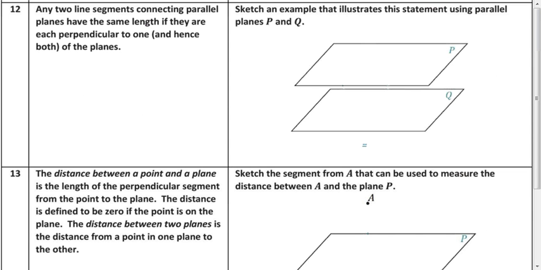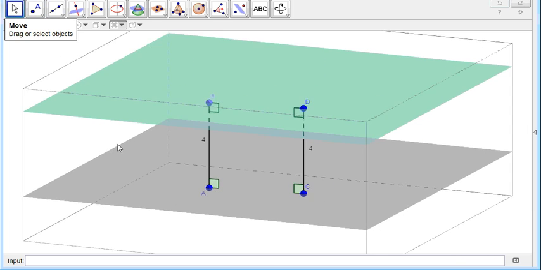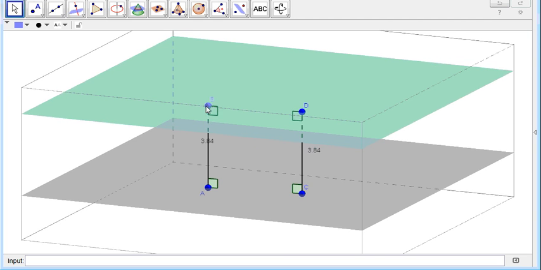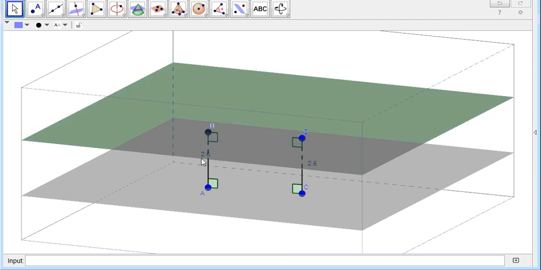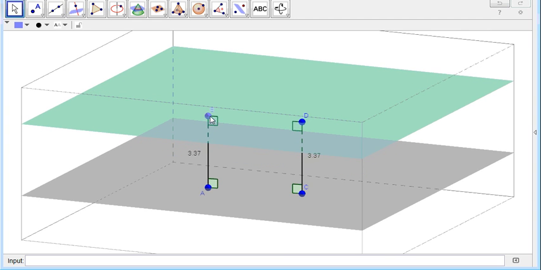So if we draw segments that are perpendicular to parallel planes, they will have the same length. So we draw on these perpendicular segments here. What we know about A, B, and D, C: AB is equal to CD, or DC, the order doesn't matter. And here is an example of that. These are both 4. The length of the segments is 4, and if we were to move this point, we'd see that those distances are still the same. No matter where we put them, those are going to be the same number.